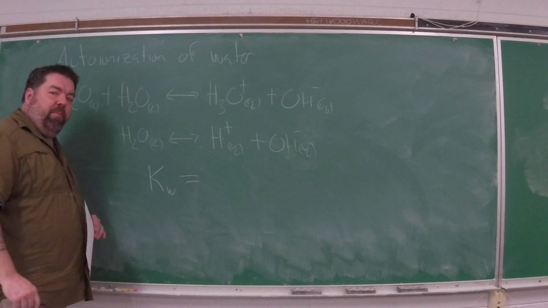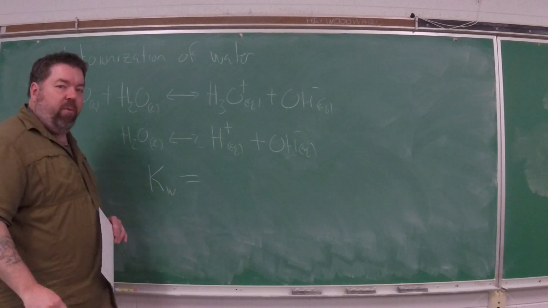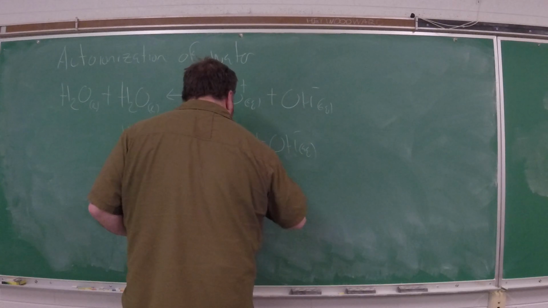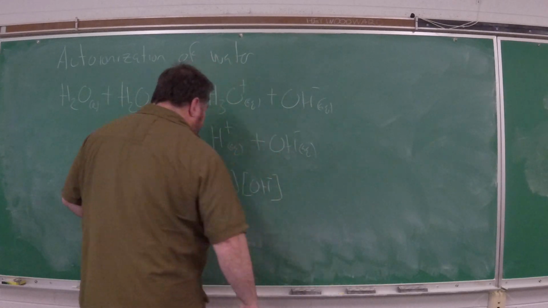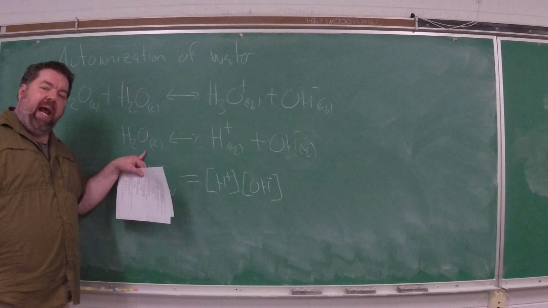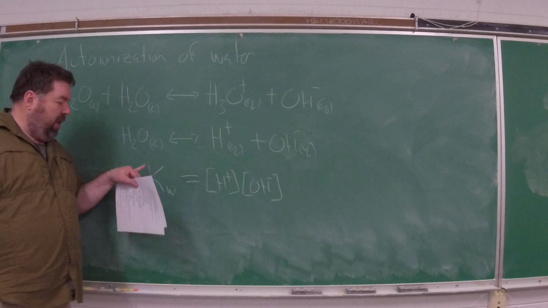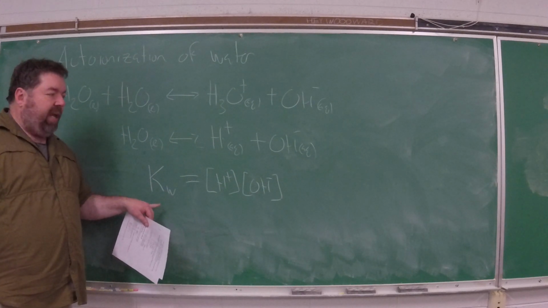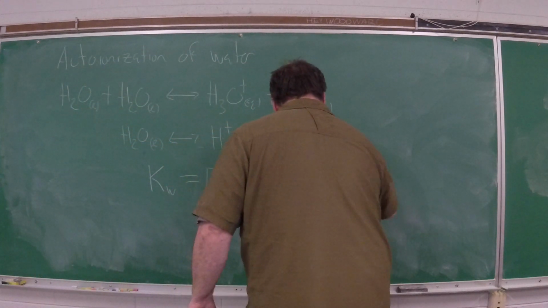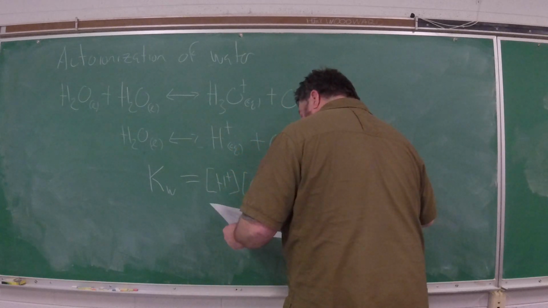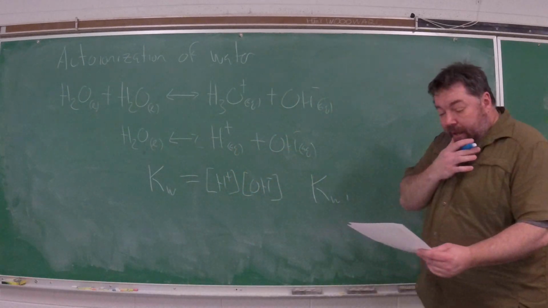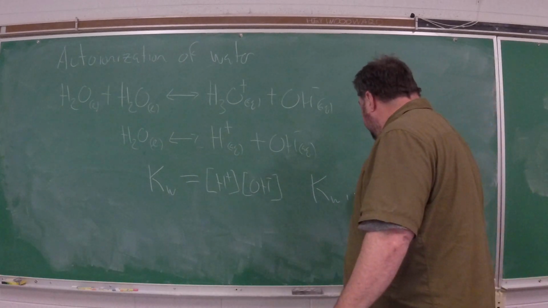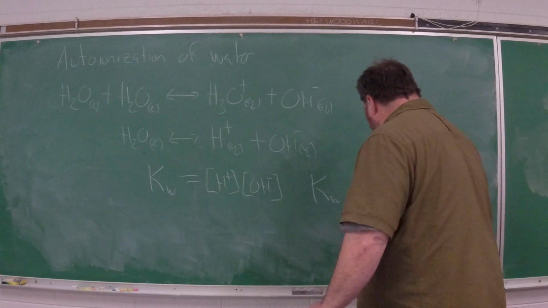Just like before for equilibrium constants, what do we have? We have products over reactants, concentrations of products, that's H plus and OH minus over reactants. But when we have a reactant that's a liquid, you leave it out, right? So this is it right there. That's K equilibrium for water, KW again. It's called the ion product constant, okay?